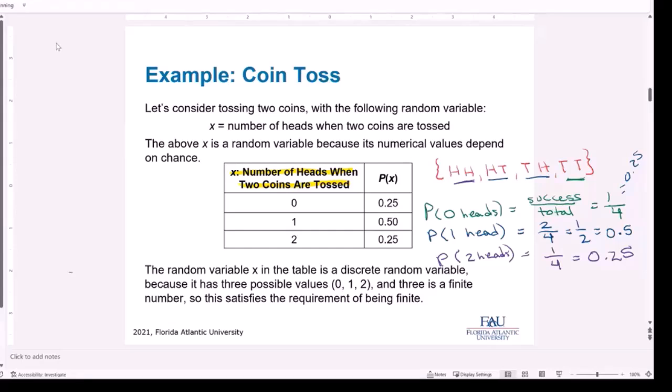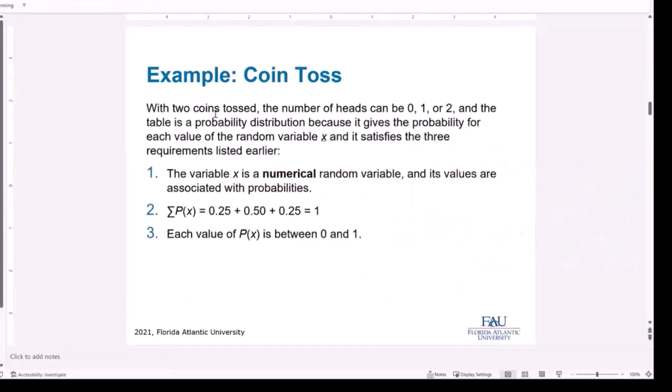The random variable X in the table is a discrete random variable. It's very countable. I only have 3 possibilities. It's finite. It does satisfy all the requirements of being a finite value. 2 coins tossed, the total number of heads can be 0, 1, or 2. And the table that we had before is a probability distribution because it gives the probability for each value of the random variable X, and it satisfies the three requirements listed earlier.